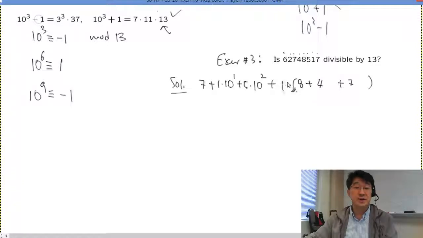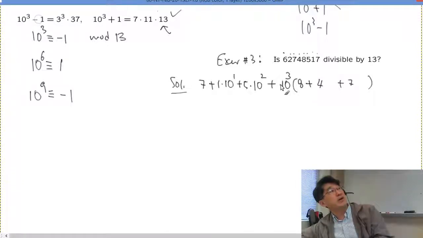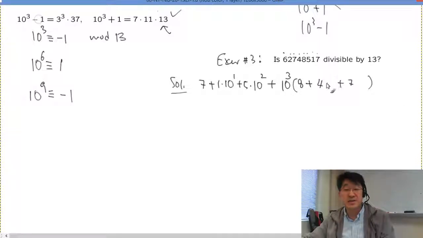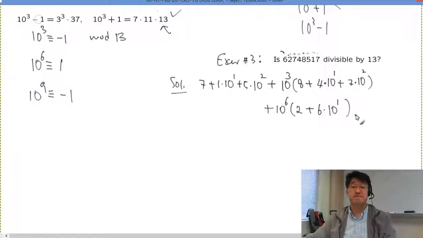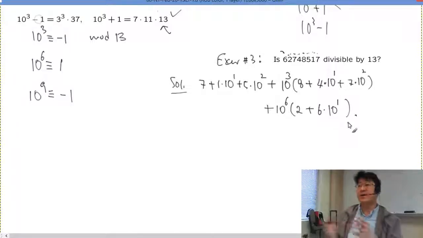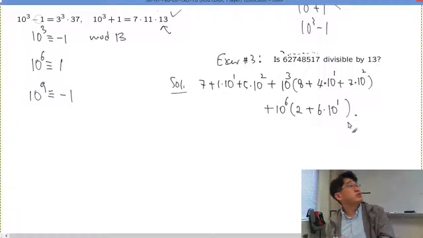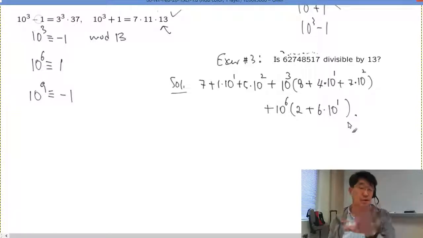So here's the trick. Beginning here, you can pull out 10 to the third, right? I hope you see that. It's times 10 to the first, and that's 10 to the second, right? And then if you pull out another 10 to the sixth there, that's a 5 and 6, 7, 2, and 6 is 2 times 6 times 10 to the first. So 1, 2, 3, 4, 5, 6, 7. That's correct. So if I pull out like this, it's easier to see what's happening. So take it from here.